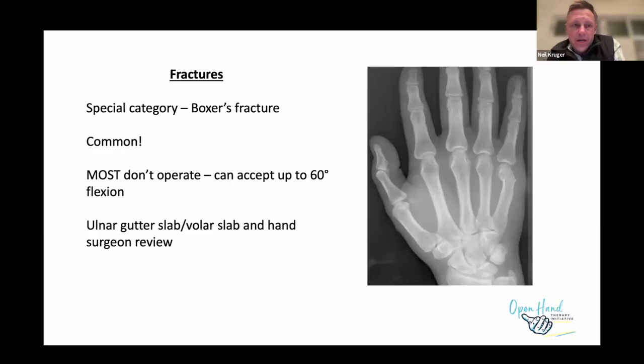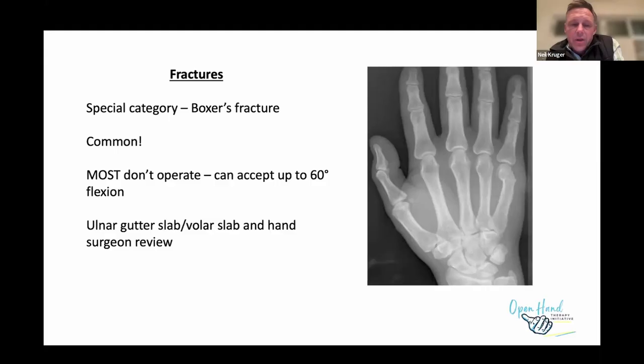A very, very common injury is the Boxer's fracture. This is a fifth metacarpal neck fracture that often looks a lot worse than what the functional problem is. It is obviously very common, and you can accept 60, even 70 degrees of flexion in Boxer's fractures. You just really do not need to operate on them.